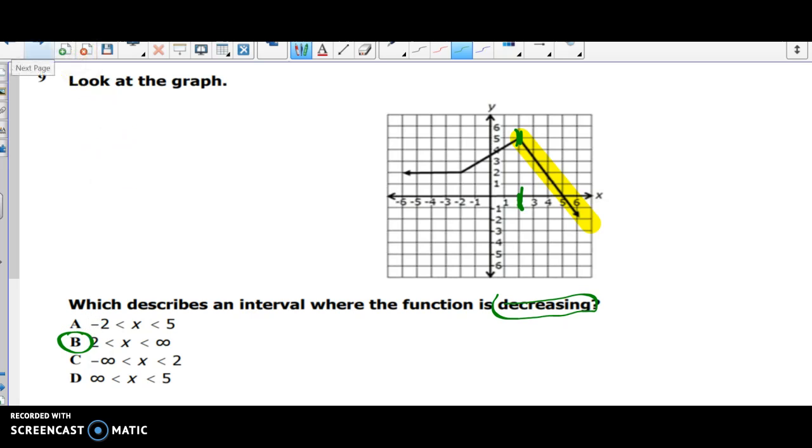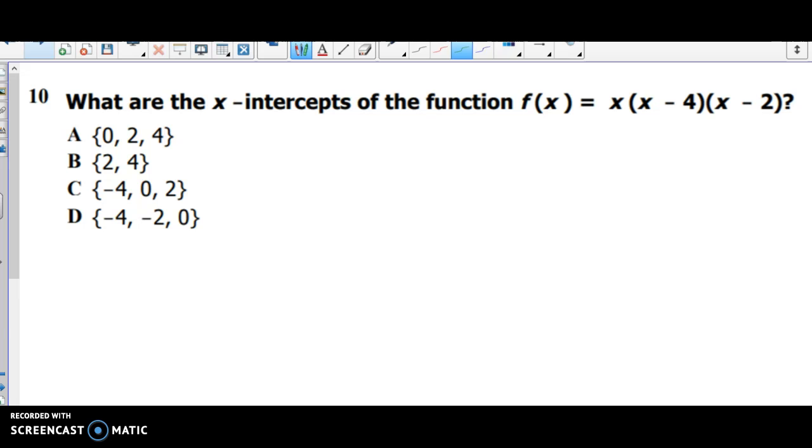Remember, increasing and decreasing is in terms of x. What are the x-intercepts for this? All right, we can plug this directly in our calculator, or we can take what we have and set it equal. This means x equals 0. This means x minus 4 equals 0. So if we add 4 to both sides, x is going to equal a positive 4.